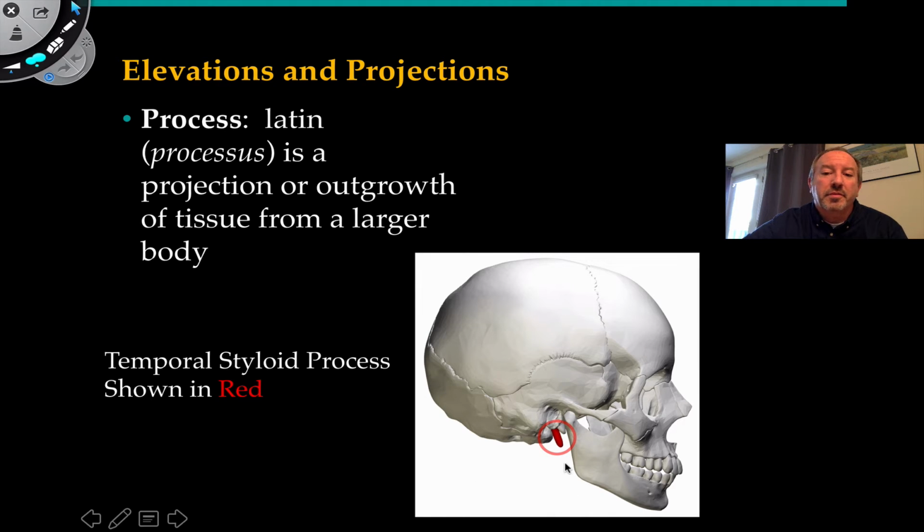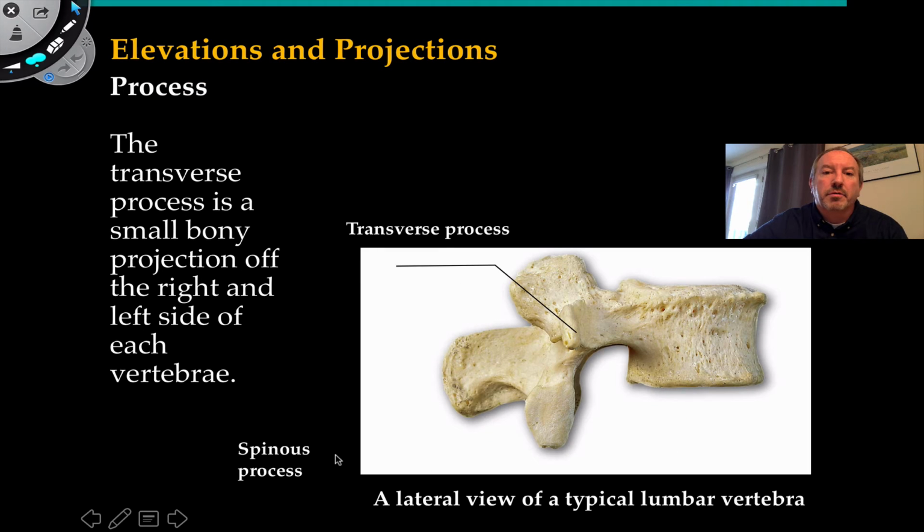So this one is a really obvious projection right here, or a process. So you see how it's coming off of the temporal bone right here? Styloid process. It's featured here in red, sort of like a stylus or a pen or stiletto pointed shoes. So temporal stylus, that's an example of a process or an outgrowth.